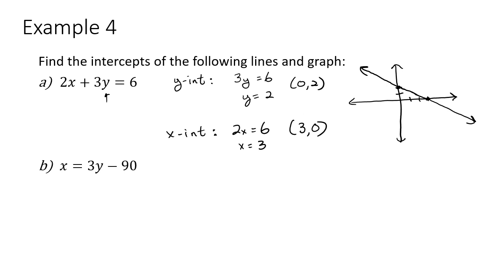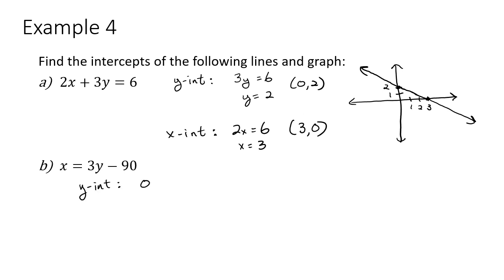Now, because I am drawing this by hand, I am going to label a couple of points on the axes, at least 2 on each, to indicate the scale that I'm using. This is going to be really important for part B, because let's find the intercepts for part B.